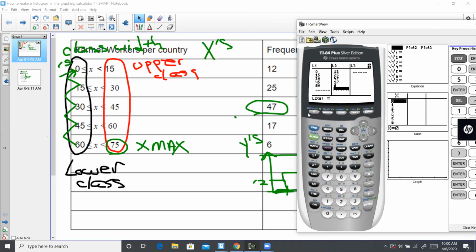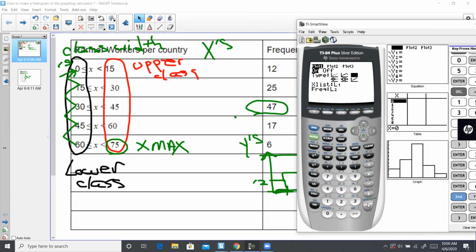Now we're going to go to second y equals, turn the plots on. We want a histogram, so we're going to go down here to type. We want this for our histogram right here. Our X list is L1. Our frequency list is L2, so make sure you change that. So how do I do that? Second 1 for L1, second 2 for L2.